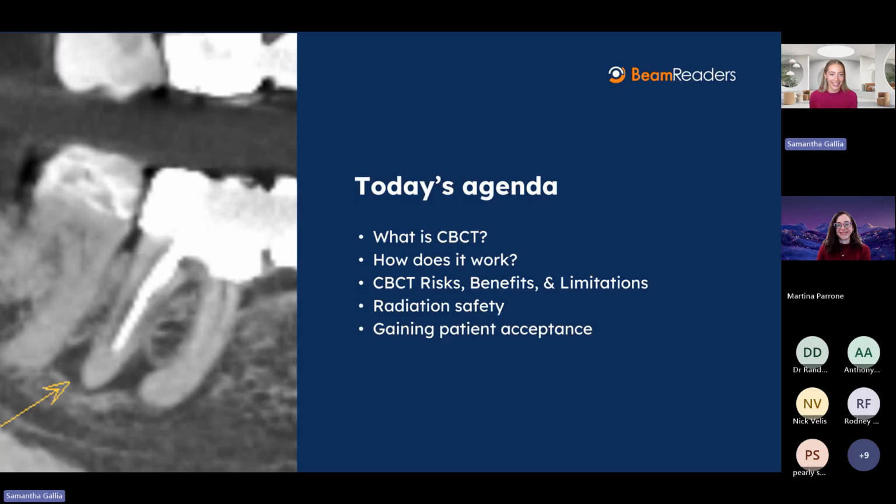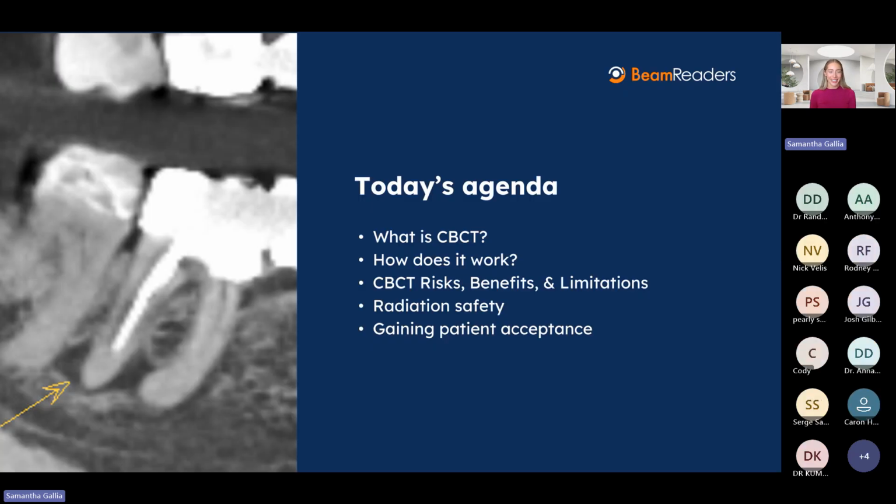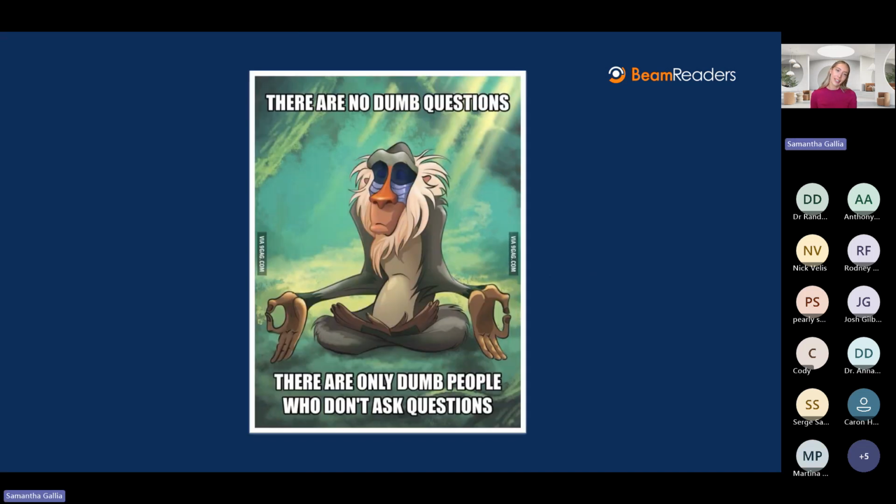So a little overview of today's agenda. We're going to go over what is CBCT, how does it work, risks, benefits, and limitations, a little bit about radiation safety, and then most importantly, gaining patient acceptance, how you're going to be able to successfully integrate this into your clinical practice.